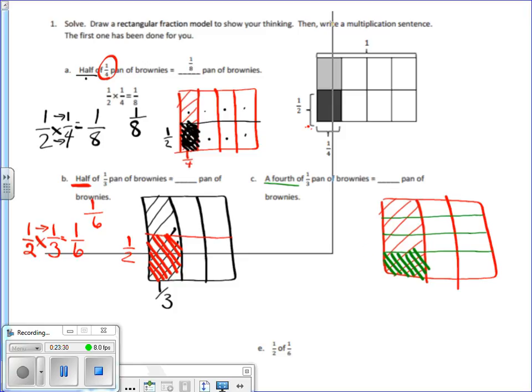So this is 1/4. This was 1/3. I forgot to do that. And so I have 1, 2, 3, 4, 5, 6, 7, 8, 9, 10, 11, 12 total pieces. 1 is colored in. 1/4 times 1/3. Go across. 1 times 1 is 1. 4 times 3 is 12.